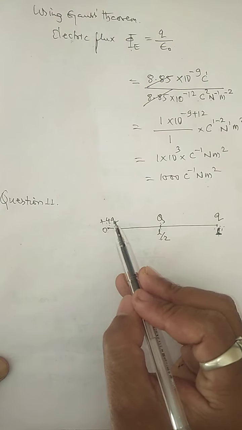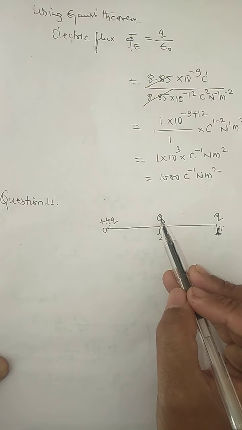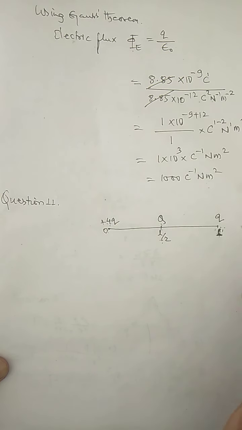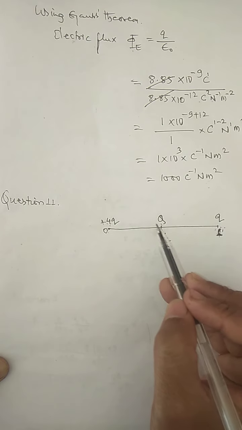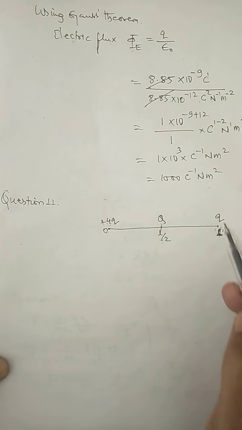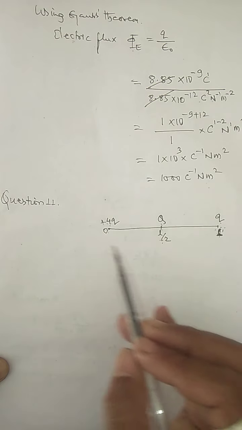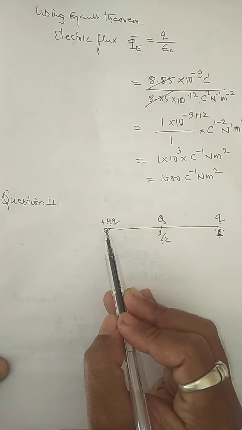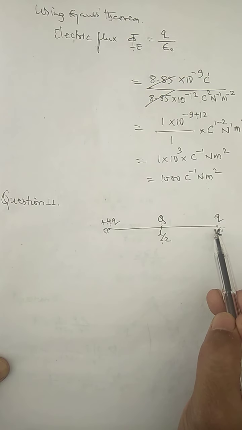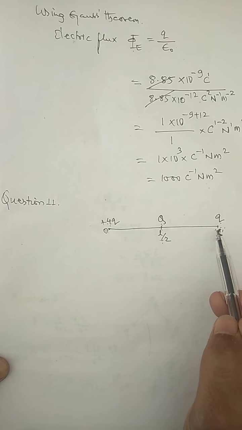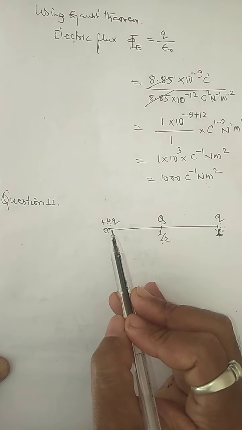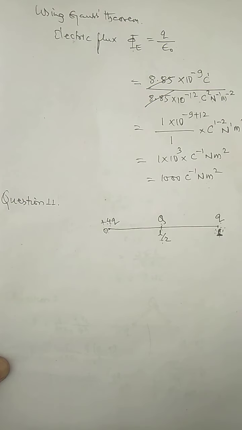Now one charge, plus 4q, is placed at 0, another charge, capital Q, is placed at L by 2 length, and another charge, small q, is placed at L. The question asks what should be the value of capital Q so that the net force acting on small q charge is 0. We can see that the three charges are in the same line, so the plus 4q charge exerts force on small q and capital Q also exerts force on small q. The net force by these two charges on small q is 0. With that we can find the value of capital Q.